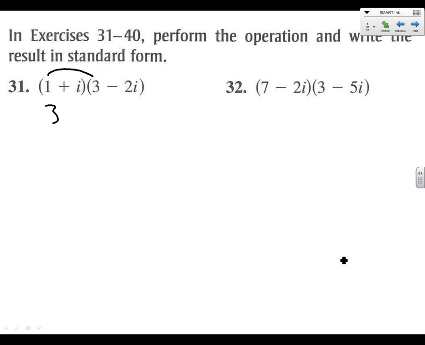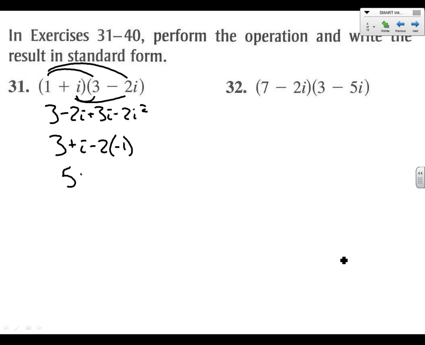1 times 3 is 3, minus 2i plus 3i, minus 2i squared. 3 plus i, minus 2 times negative 1, is 5 plus i.